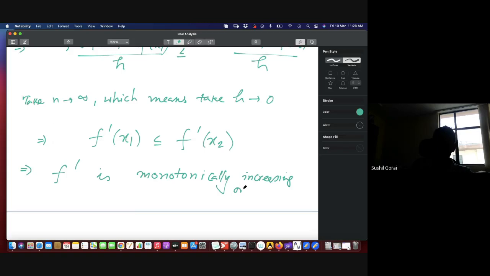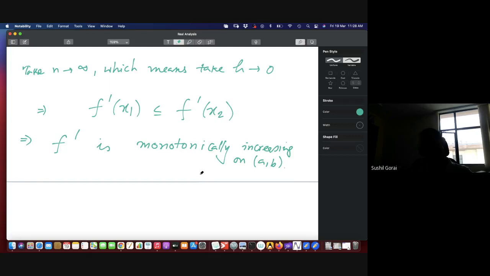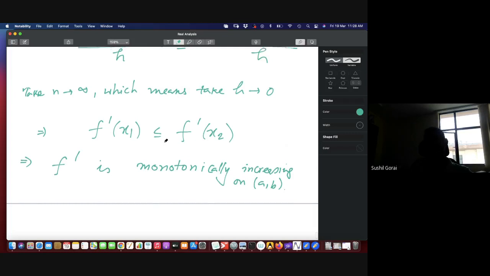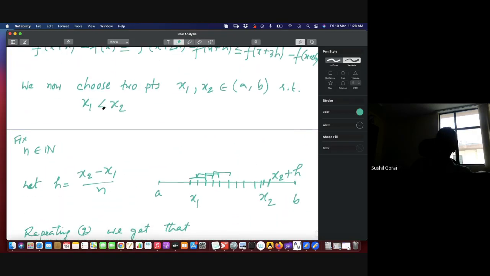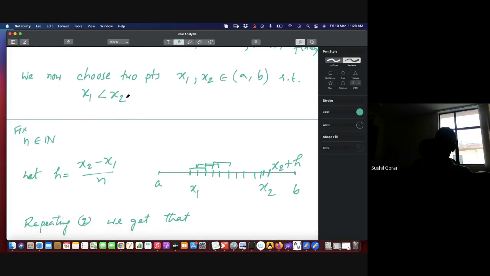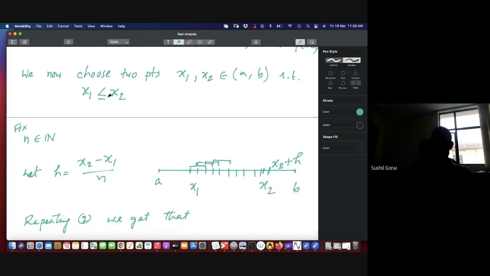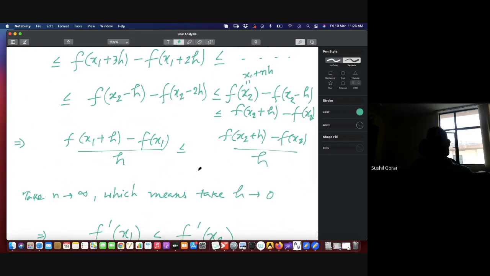On AB. Yeah. For every 2 points x1 less than x2, you get this one. x1 less than or equal to x2, you get this one. Actually, you can take less than or equal to x2. If x1 is equal to x2, there is no problem. So less than x2 matters.